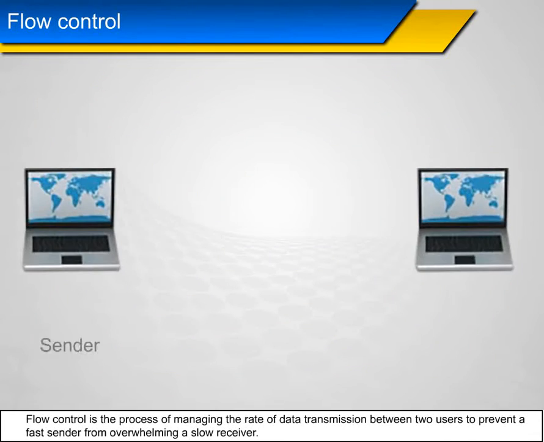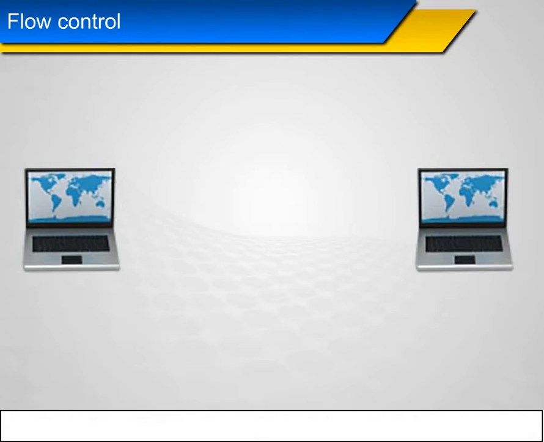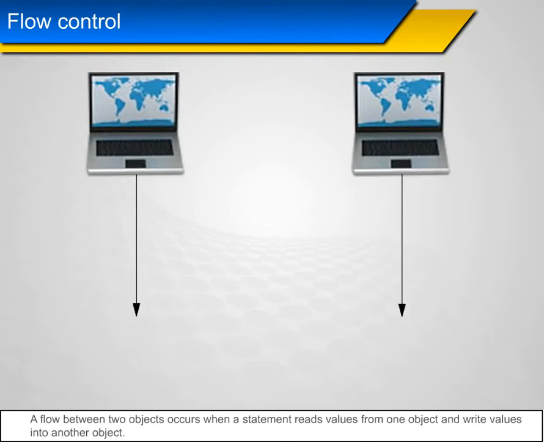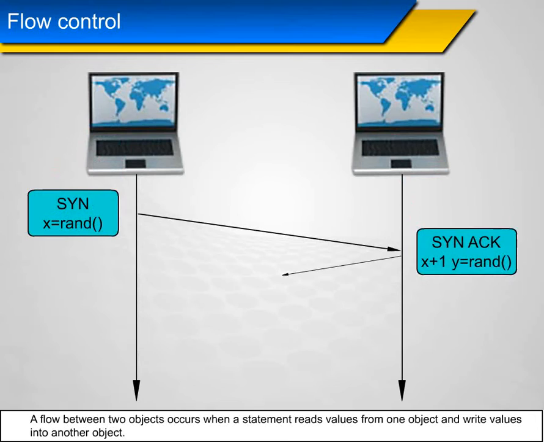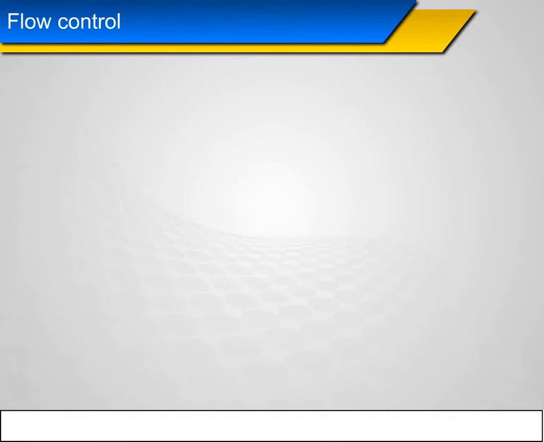Flow control. Flow control is the process of managing the rate of data transmission between two users to prevent a fast sender from overwhelming a slow receiver. Flow controls are used to regulate the distribution of information among accessible objects. A flow between two objects occurs when a statement reads values from one object and writes values into another object.